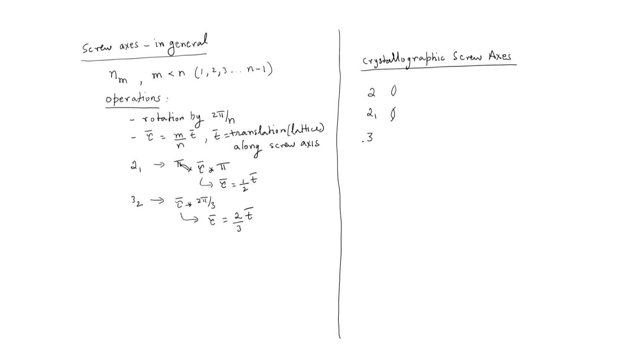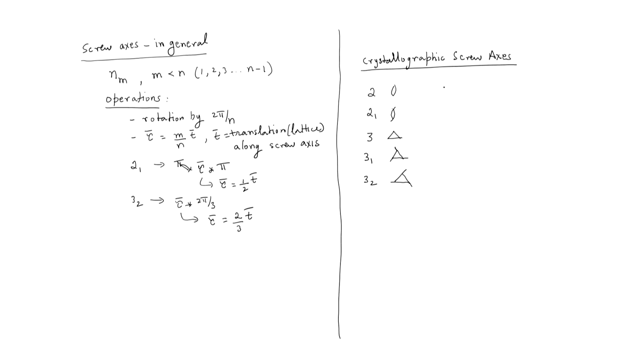Then we have a pure three-fold, which is represented by a triangle. Now, 3 sub 1, we draw a triangle and then we extend fins in this manner. 3 sub 2, we start again with the triangle, but the fins are extended in the opposite direction. So, this is 3 sub 2.